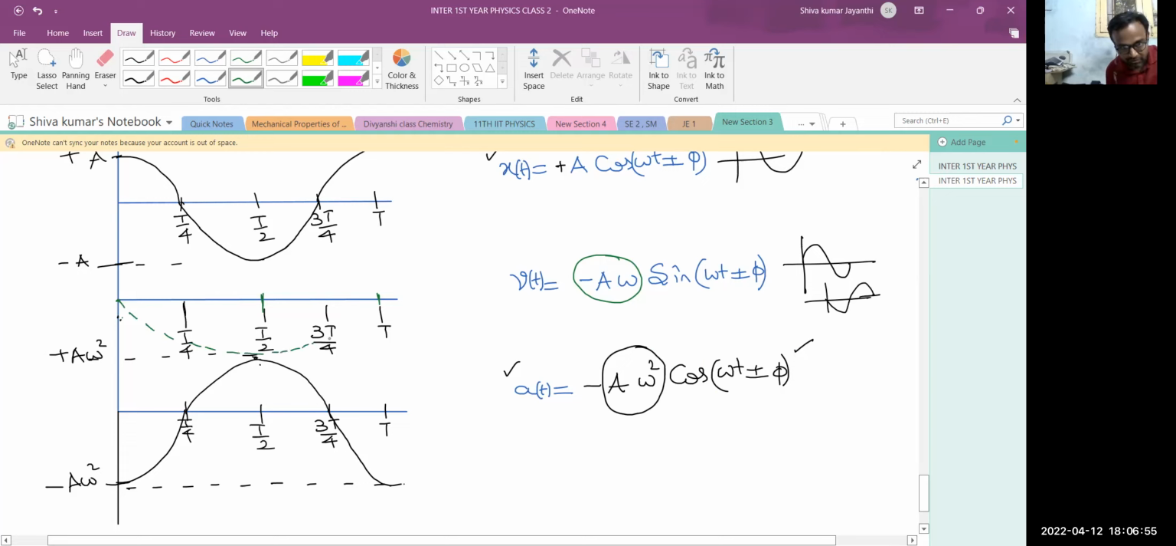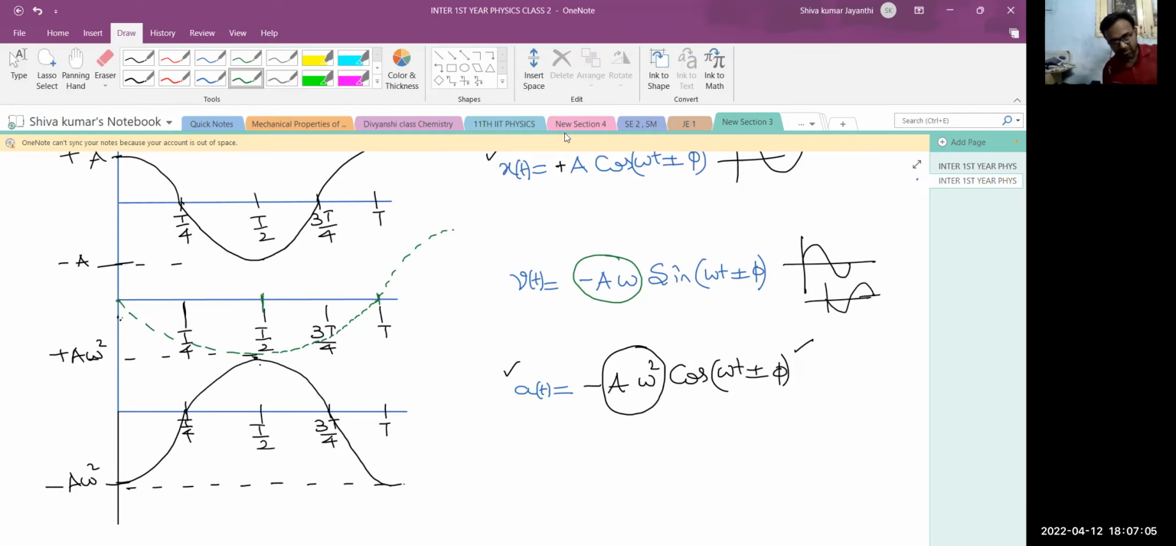Now it should go like this. Yes or no? Understood that? Is it clear? That is how it will go. Understood that? Sin theta graph. That's all.